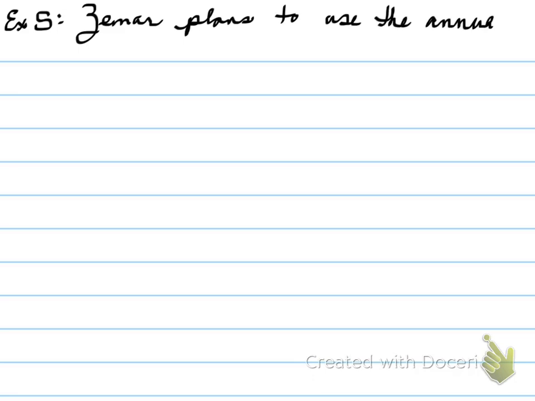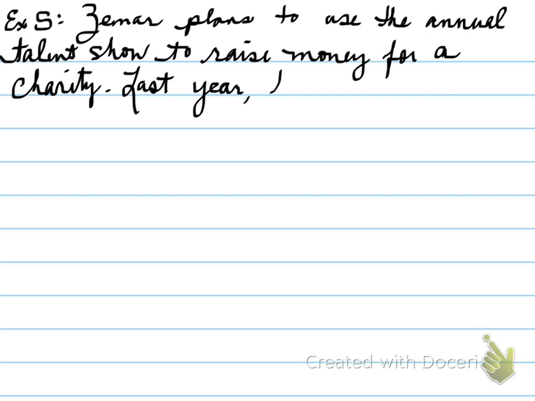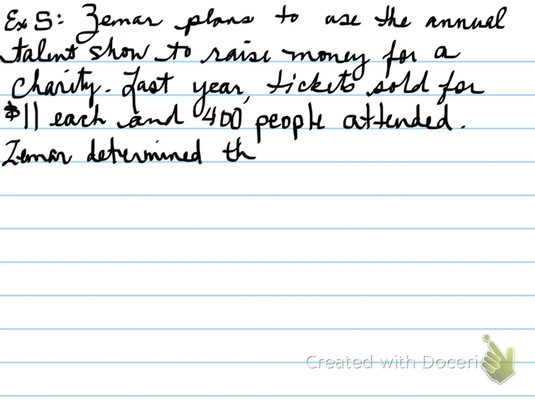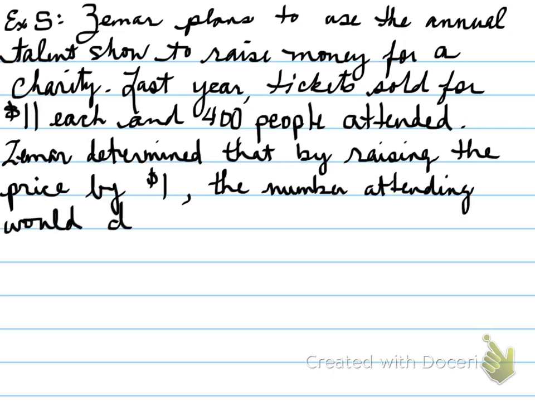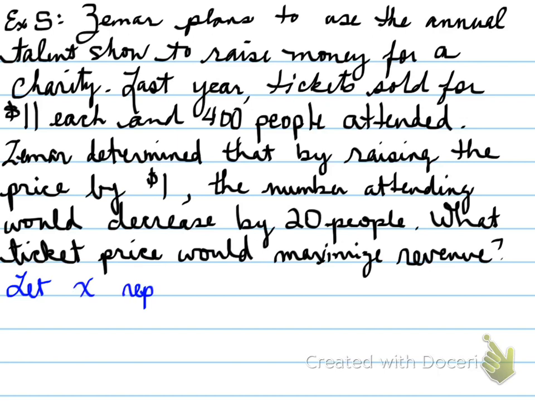Example 5. Zamar plans to use the annual talent show to raise money for a charity. Last year, tickets sold for $11 each and 400 people attended. Zamar determined that by raising the price by $1, the number attending would decrease by 20 people. What ticket price would maximize revenue? So what ticket price should Zamar set in order to raise the most amount of money for the charity?